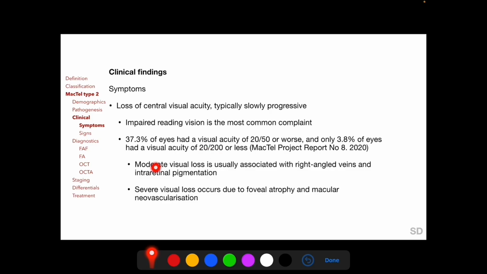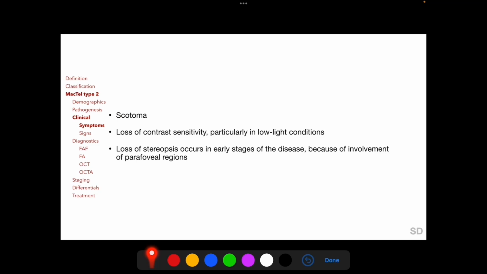Moderate visual loss in MacTel type 2 is usually associated with the clinical features of right-angled veins and intraretinal pigmentation, which we'll discuss, and severe visual loss in MacTel type 2 occurs due to foveal atrophy and macular neovascularization, which occur in the late stages of the disease. Other symptoms include scotoma, loss of contrast sensitivity, and early loss of stereopsis.